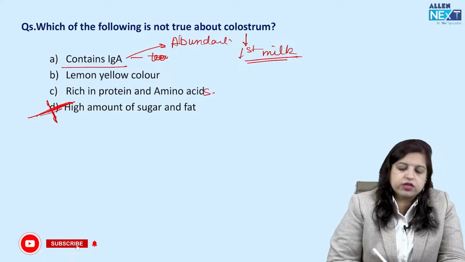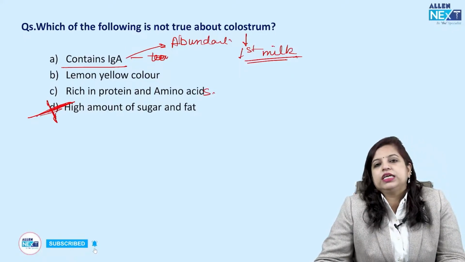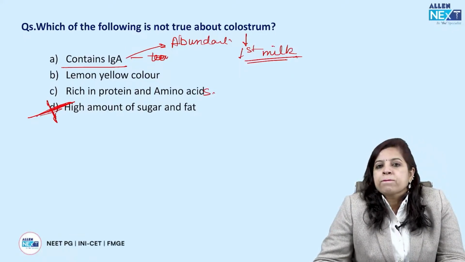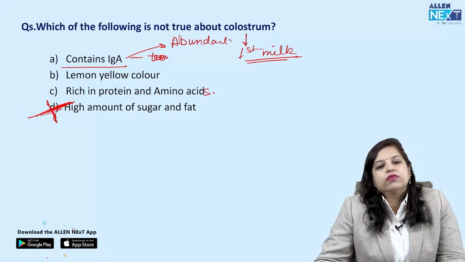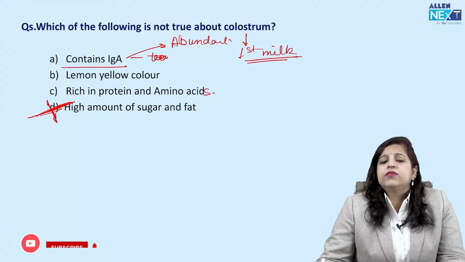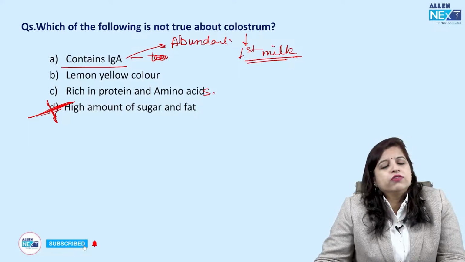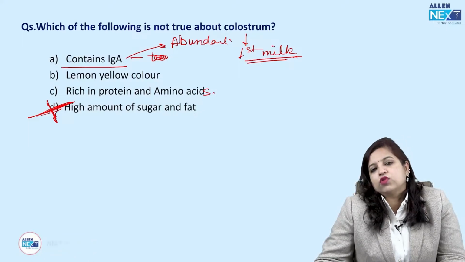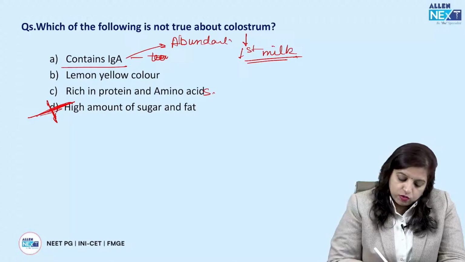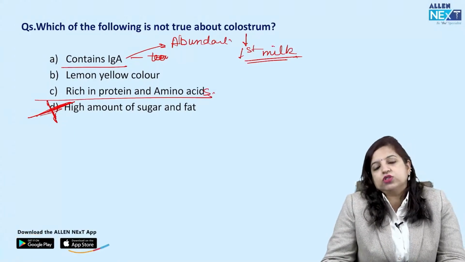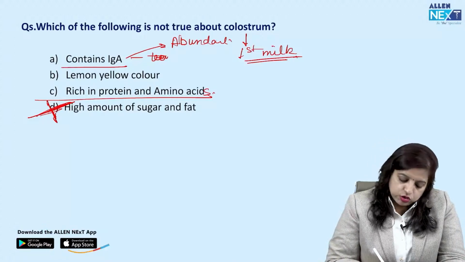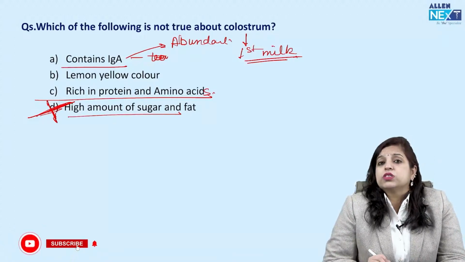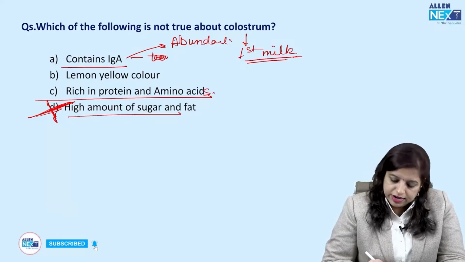D option is not correct over here because you should know in the initial parts, the colostrum is full of antibodies, more of protein and minerals and vitamins, and very less of sugar and fat. And anyways, the requirement in the first 3 days of life is quite less for the sugar and fat. So therefore, what is more required is the immunity, which this colostrum provides, and that is why the correct answer over here is going to be the D option, because the colostrum is not high in sugar and fat, right?